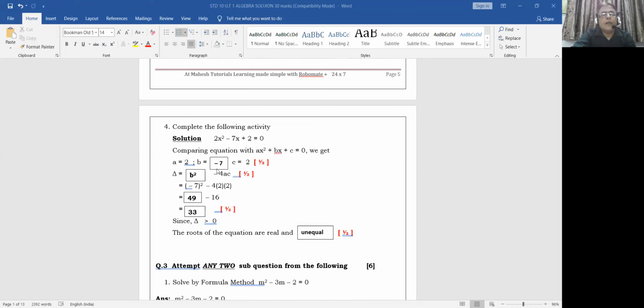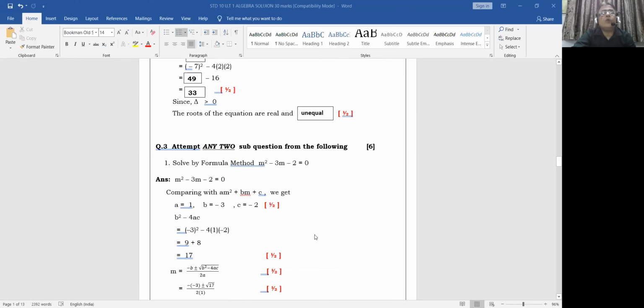So again here, if you have written b equal to minus 7, give half mark. Then we know delta is b square minus 4ac. So b square, give half mark. Then minus 7 the whole square is 49, and 49 minus 16 is 33. If you have reached till this step, give half mark. So both these steps will carry half mark. Now delta is greater than 0, so the roots are real and unequal. If you have written unequal, then give half mark. Got it? Not equal, still give half mark. Not an issue.